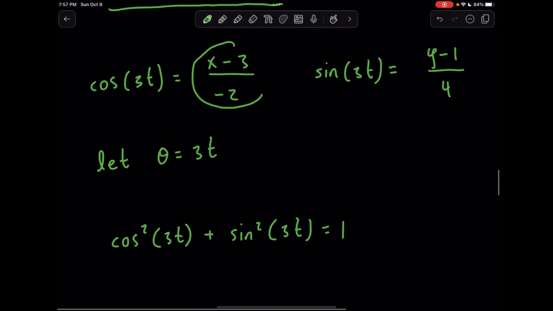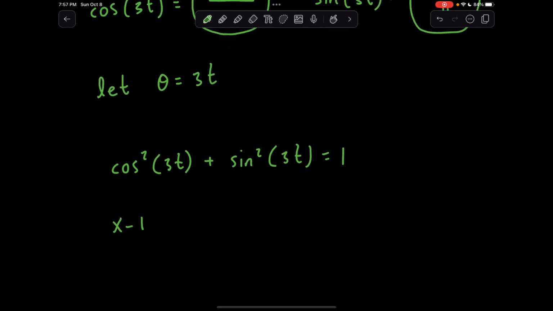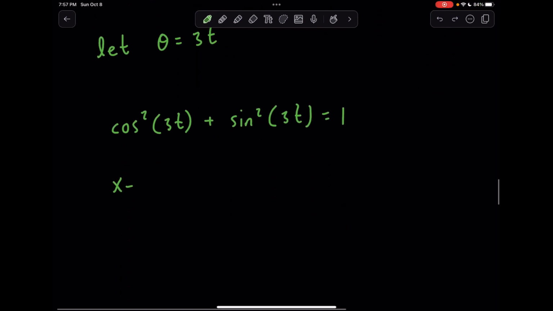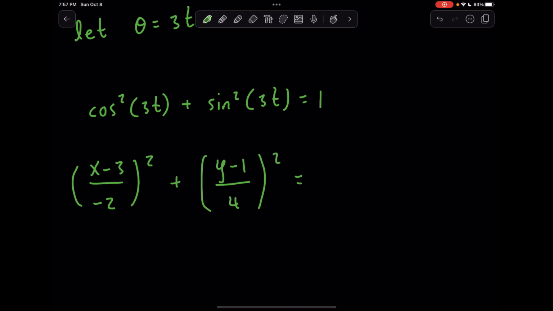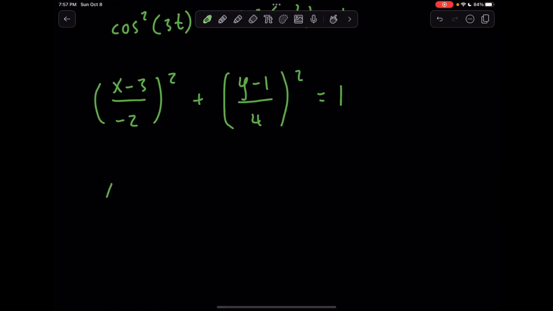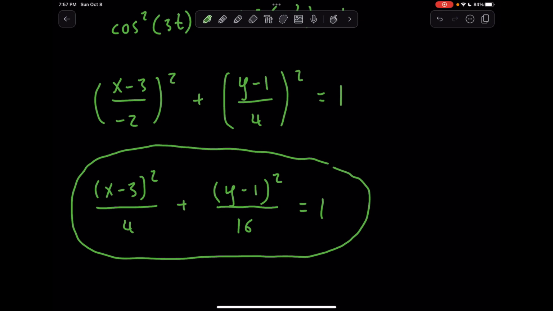And substituting in the values we just found, we can say that (x minus 3) divided by negative 2, squared, plus (y minus 1) over 4, squared, is equal to 1. And finally, we can rewrite this. (x minus 3) squared over 4 plus (y minus 1) squared over 16 is equal to 1. And now we have it in terms of x and y, and this is our Cartesian answer.